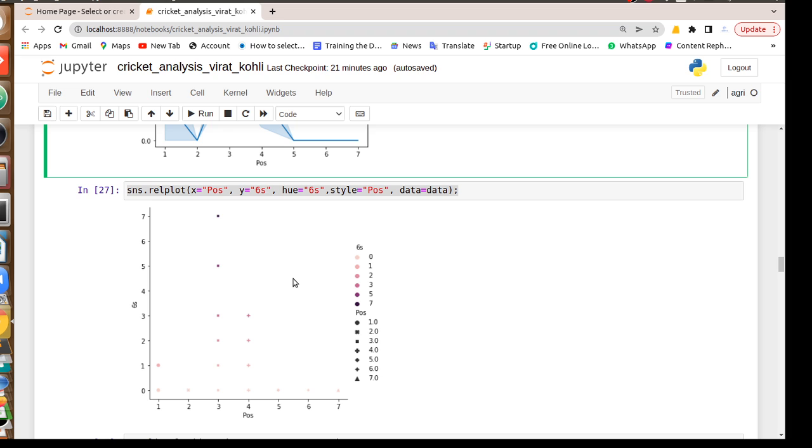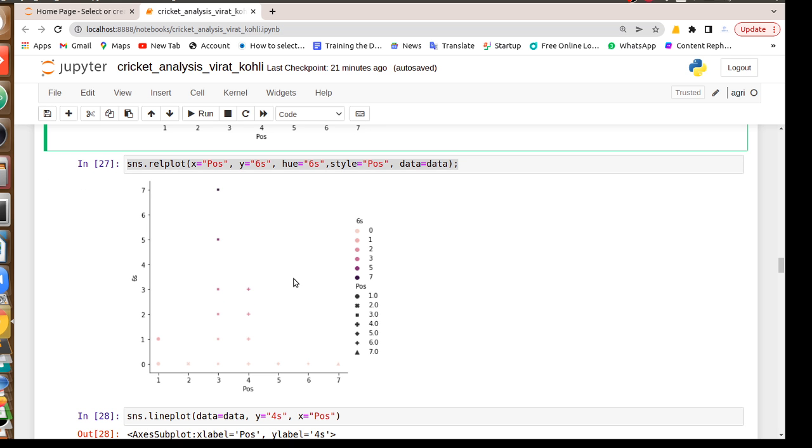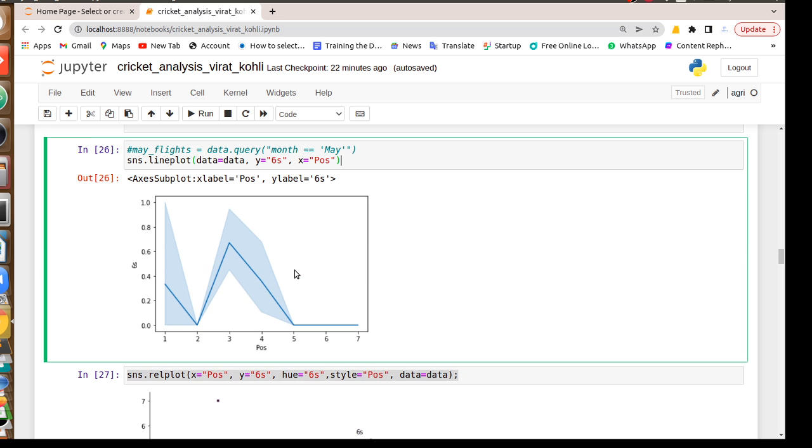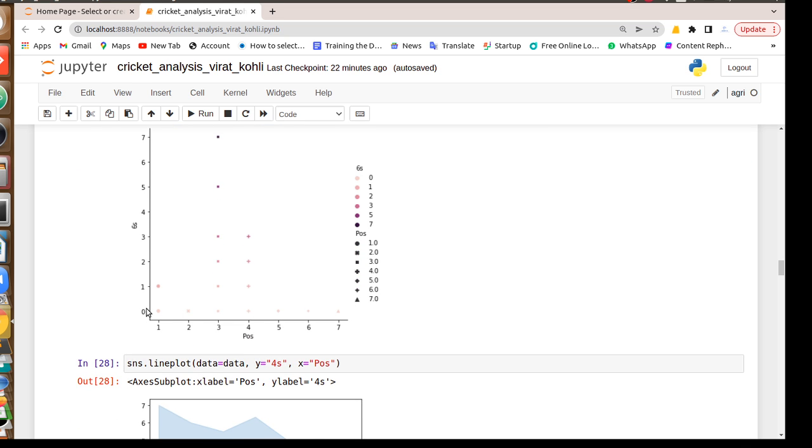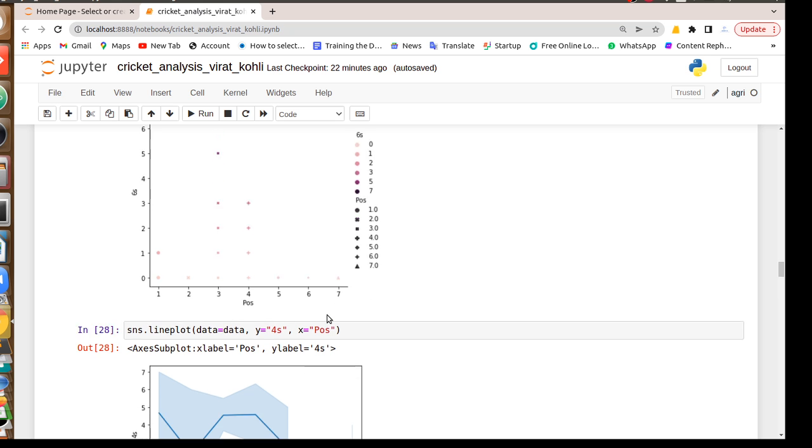The same thing I am plotting, but here I am trying to see with a scatter plot. Okay, you'll see the same stuff. When he comes at 3, he will score a good number of sixes. At 4, it's very good. And if he comes at other positions, there are no sixes or a lesser number of sixes, you can say.